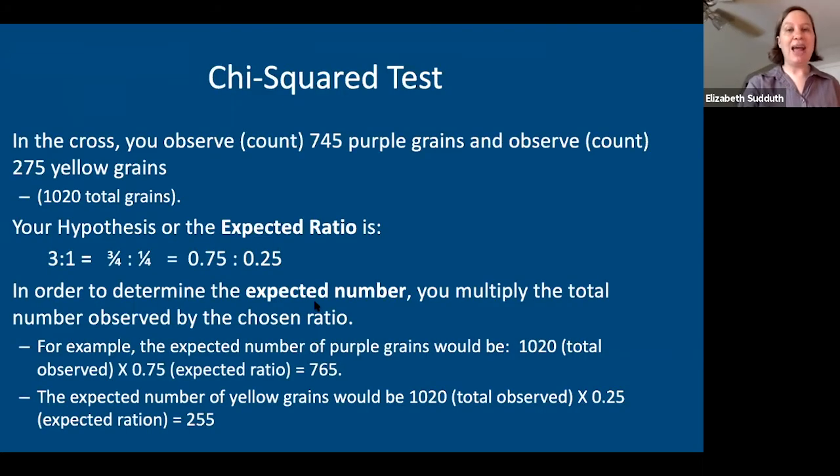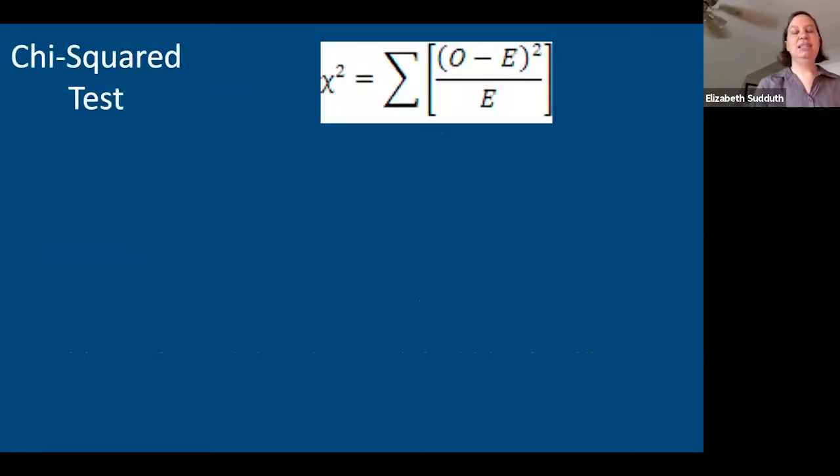So what we're asking is, we got a ratio of 745 to 275. Is that close enough to 765 to 255 that we would say it's a 3-to-1 ratio? Or is that too different? And we haven't quite figured out corn genetics yet. To test that, we're going to use a chi-squared test.